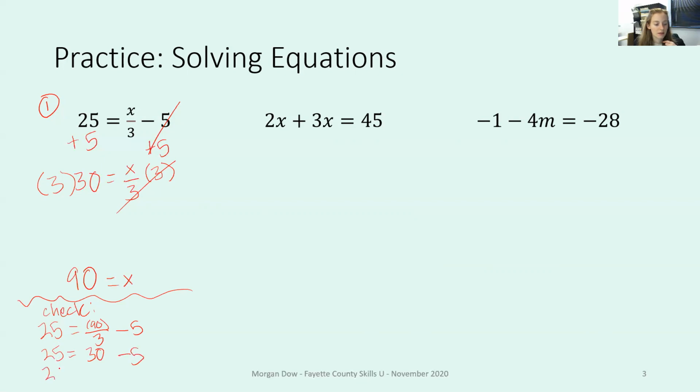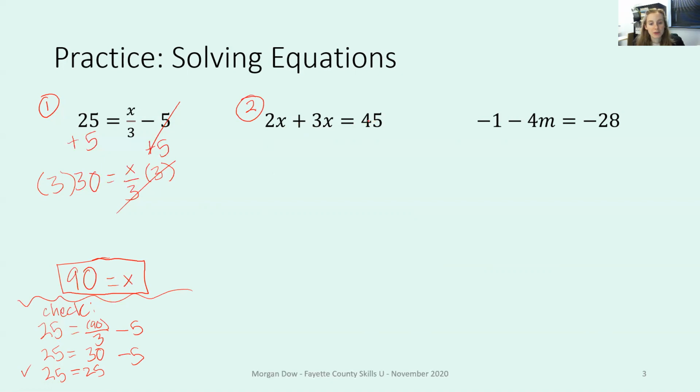And 30 minus 5 is 25. So that makes sense. That's good. And that means that our solution was correct. All right, on to the next example.